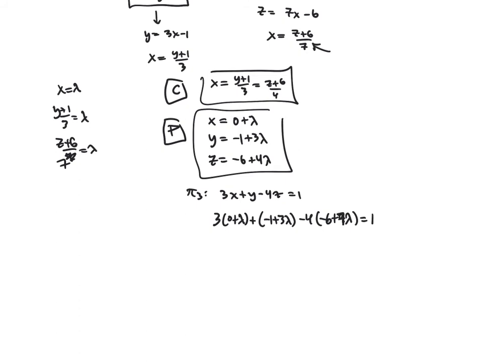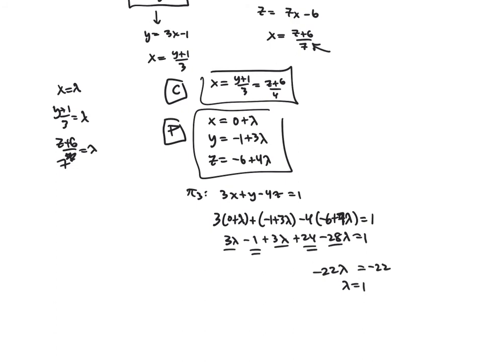Okay, so now we do some algebra. We get 3 lambda minus 1 plus 3 more lambdas plus 24 minus 28 lambda, and that's all equal to 1. I'm going to combine some like terms. Okay, so that'd be a positive 23. If I subtract it to the right side, I get a negative 22. Okay, I combine all my lambdas. That's a negative 22 lambda. Nice, so it looks like lambda equals 1.